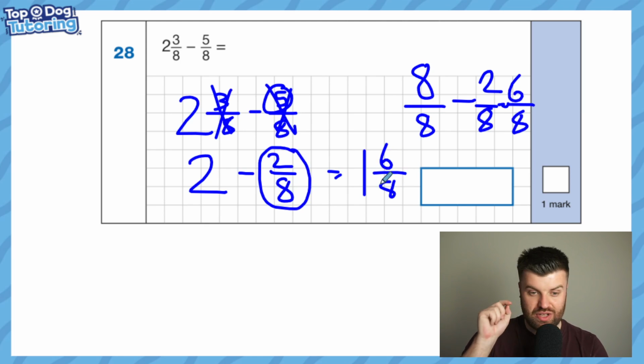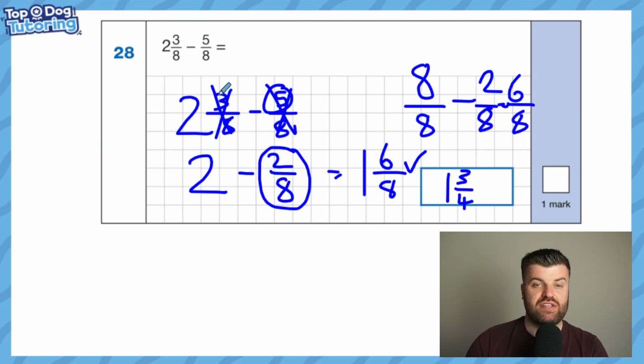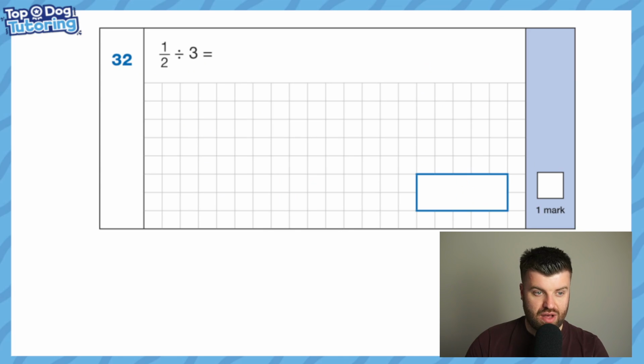Again, it's just tempting you there, isn't it? Just to change it and simplify it. You can do, this is correct. You could change it to 1 3/4. Both are correct in this instance, okay? So just be careful when you're subtracting past a whole number. Be careful that you take away the right amount, in this case of 8s. We need to take away 5 in total, and we did. And we got to the right answer, and we got the mark.